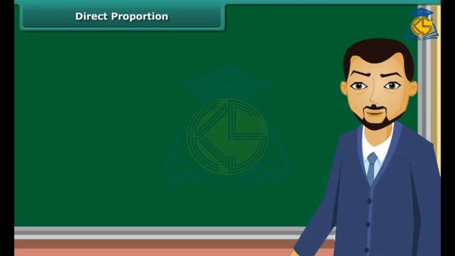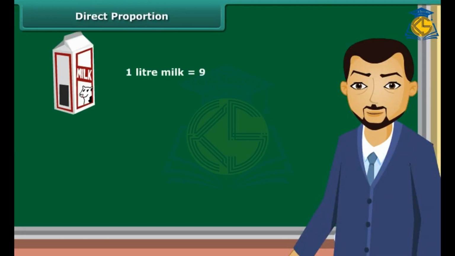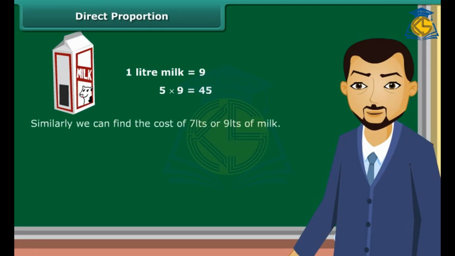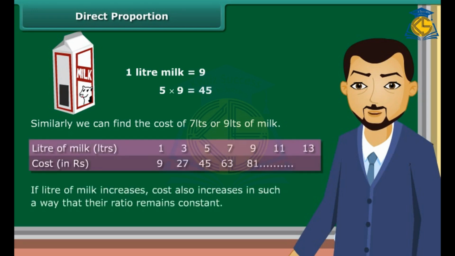Direct proportion. If the cost of 1 liter of milk is ₹9, then what would be the cost of 5 liters of milk? It is ₹45. Similarly, we can find the cost of 7 liters or 9 liters of milk. If liters of milk increase, cost also increases in such a way that their ratio remains constant.